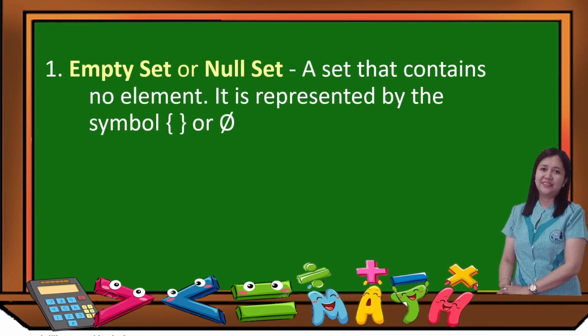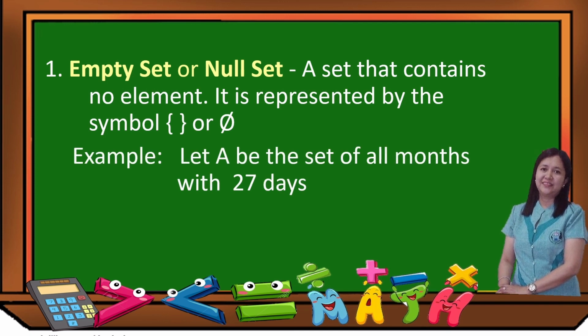Empty set or null set. A set that contains no element. It is represented by the symbol braces where there is no element, or the Danish letter O. Let us have an example.